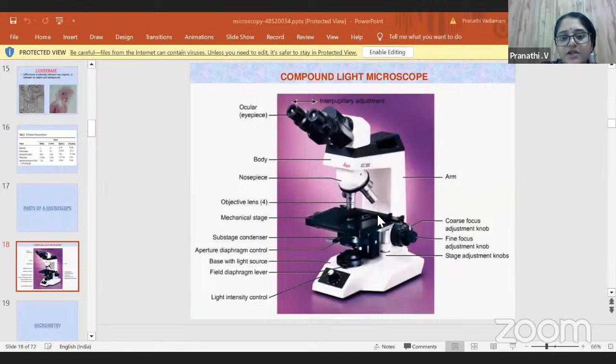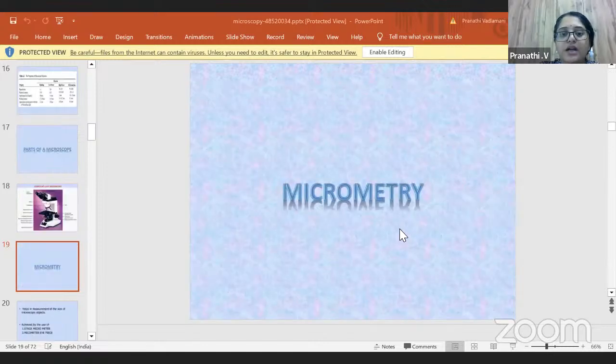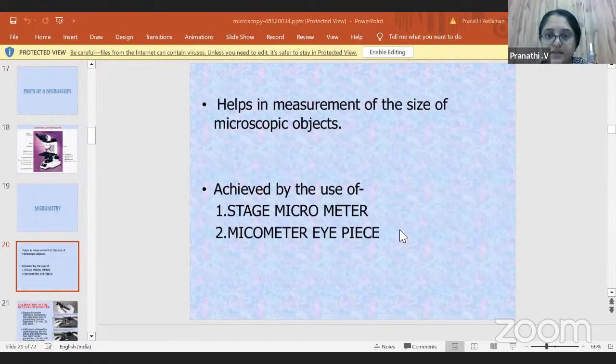This is the mechanical stage where you put in the slide, and you have the adjustment knobs over here, coarse and fine adjustment knobs. This is the stage adjustment. Then you can control the light intensity over here, and you have the light source also available over here. You have a condenser, and you have a diaphragm control. So you can adjust that and you can adjust the intensity control. And this is the basic compound light microscope.